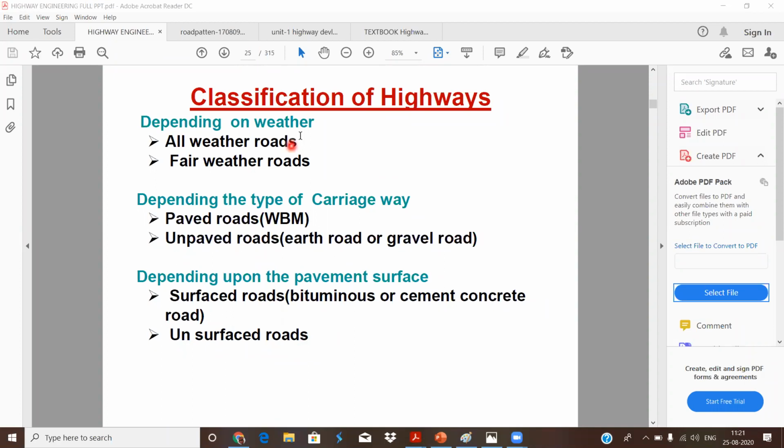Okay, depending on weather, all weather roads and fair weather roads. All weather roads means the service of the road is throughout the year, usable by all traffic and all passengers. Paved means at least WBM, unpaved means no WBM. Surfaced road means bituminous and cement concrete. Unsurfaced road means it does not have this type of surface.